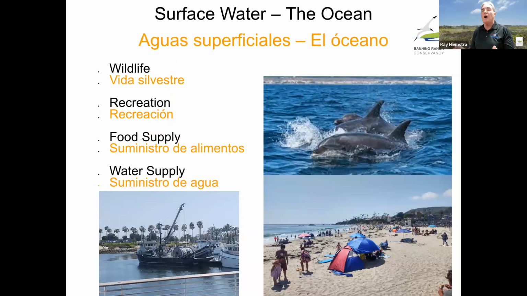So next I want to go ahead and talk about surface water. This is the kind of stuff that a lot of us recognize. The ocean obviously is the biggest body of surface water, and it's home to wildlife. It's a significant source of recreation. It's our food supply. This boat right here is called a purse seiner, and it catches squid and other fish using a net. And fishing is a very important industry and a huge part of our food supply. So we want to keep our ocean clean so that we can use it and enjoy it, the wildlife can, and that it supplies our food.